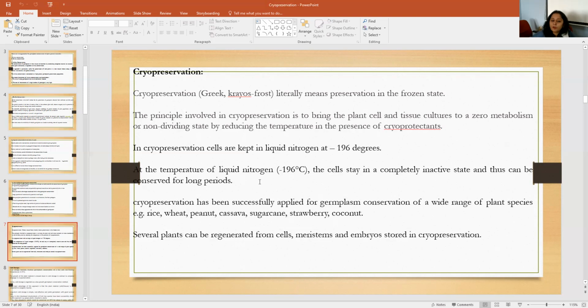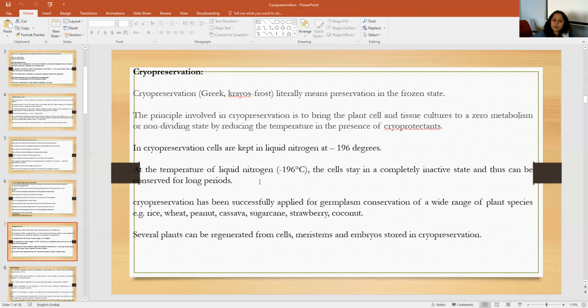The principle involved in cryopreservation is to bring the plant cells and tissues to a zero metabolism or non-dividing state by reducing the temperature in the presence of cryoprotectants. We use cryoprotectants like glycerol, DMSO, etc., and we keep our cells at minus 196 degrees Celsius in liquid nitrogen. At this temperature, the cells stay in a completely inactive state and thus can be conserved for a longer period.